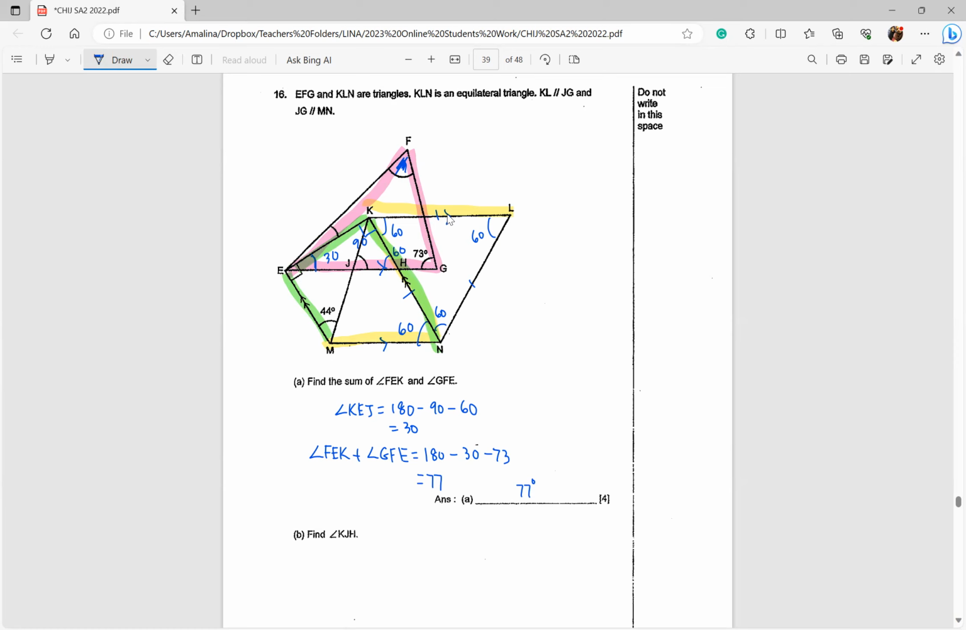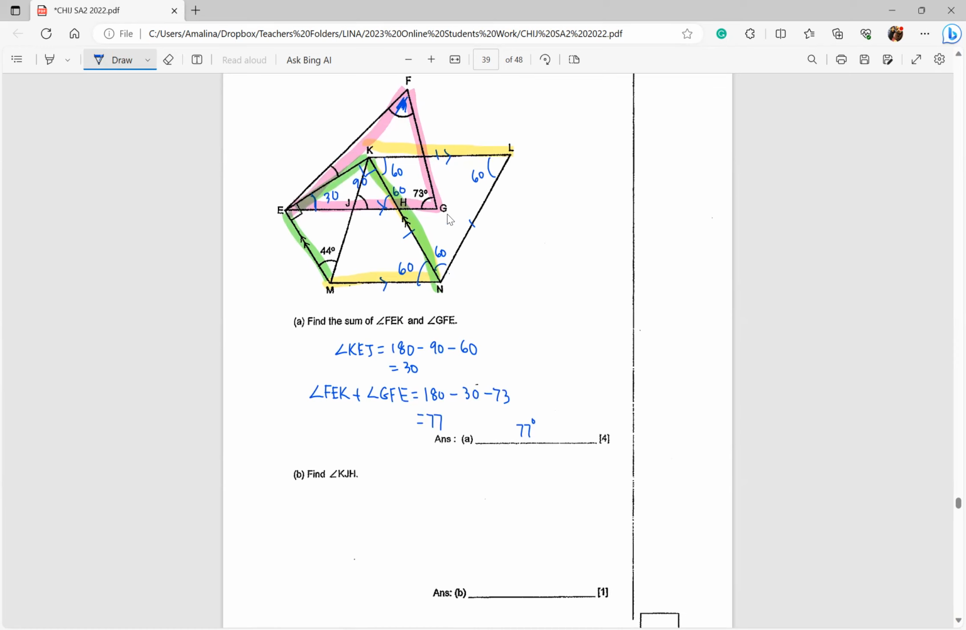Now, second one, find angle KJH. Okay, so KJH is this angle here. Let me erase off these markings to avoid confusion. Okay, so let's draw in. So KJH means I'm looking at this angle. So how do I find this angle?